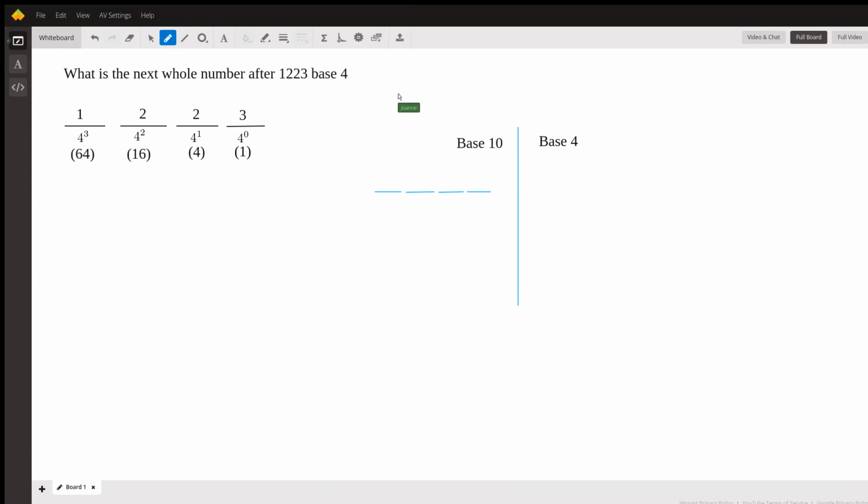I wanted to answer this question by first explaining a little bit about the numbering system. The one we're familiar with is base 10. And in base 10, each location, each place value, we can have the numbers 0 through 9 in.